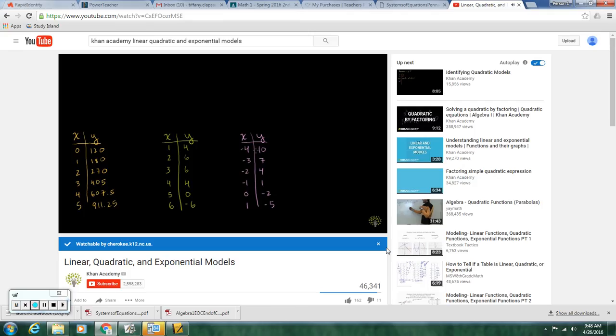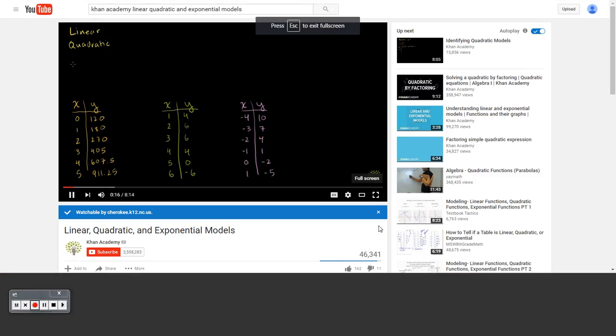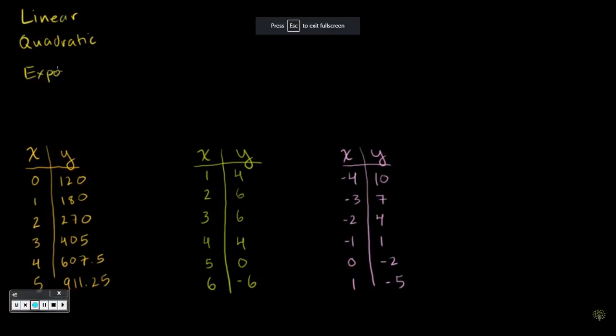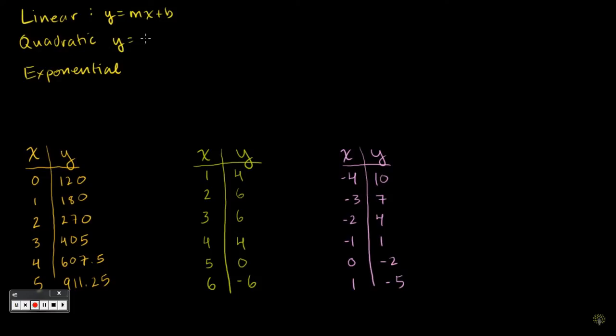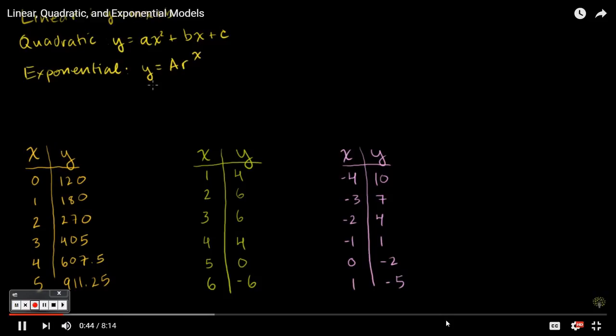Data sets here, and we need to figure out which of these data sets come from either a linear, quadratic, or exponential function. Just as a reminder, a linear function is of the form y equals mx plus b. A quadratic is of the form y equals ax squared plus bx plus c, and an exponential is of the form y equals some constant, let's call it a, times some number to the x power.